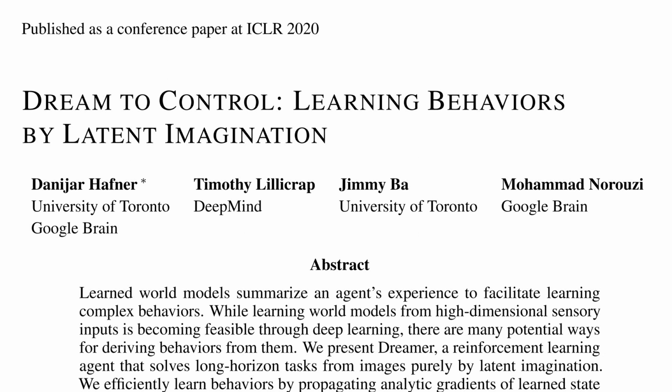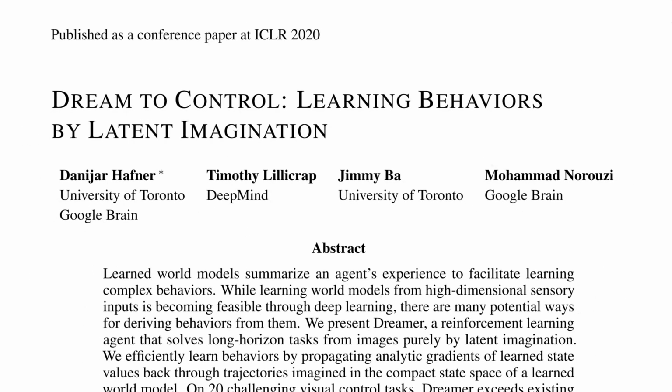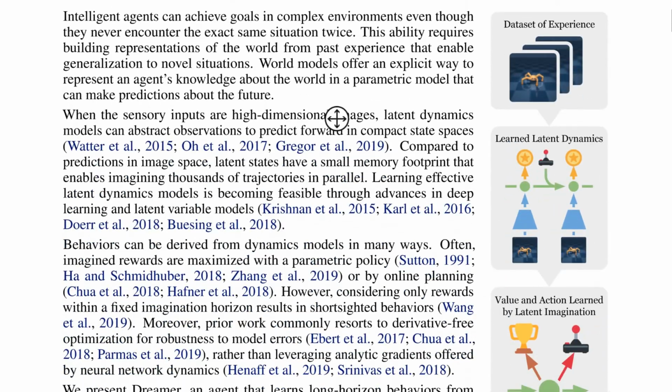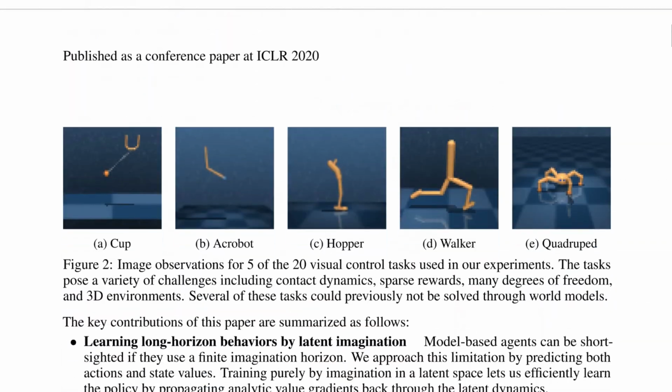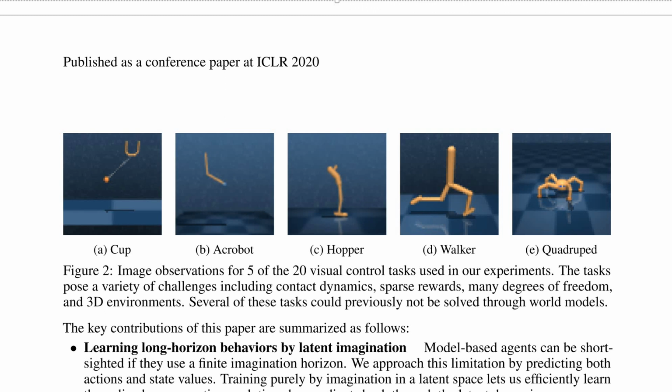Hi there. Today we're looking at Dream to Control: Learning Behaviors by Latent Imagination by Danijar Hafner, Timothy Lillicrap, Jimmy Ba, and Mohammad Norouzi. This is a reinforcement learning paper that iterates on a series of previous papers where the goal is to learn a policy. In this case, they want to learn policies for these continuous control tasks.